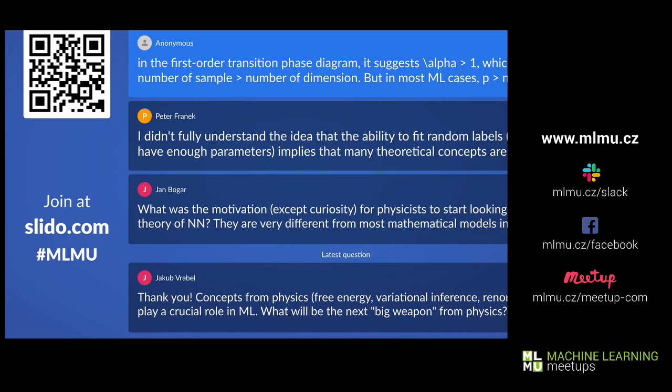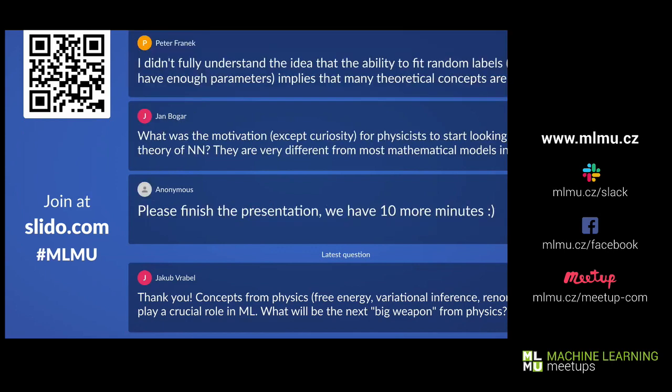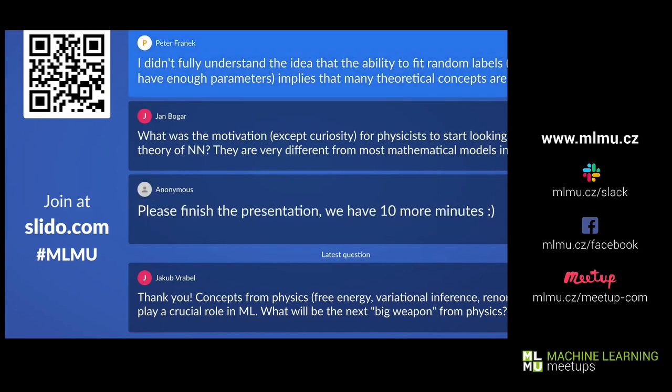I didn't fully understand the idea that the ability to fit random labels, if we have enough parameters, implies that many theoretical concepts are useless. So that depends on whether you know about the Rademacher complexity-based bounds. This is basically the flagship concept in the theory of learning.